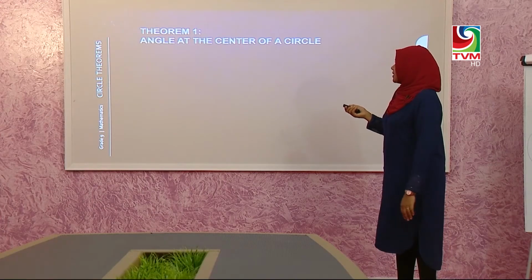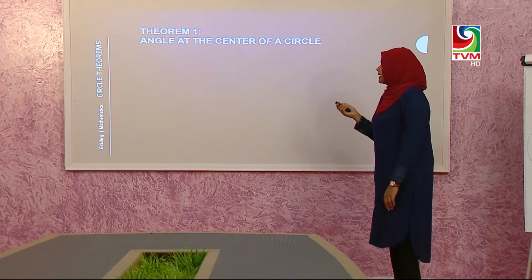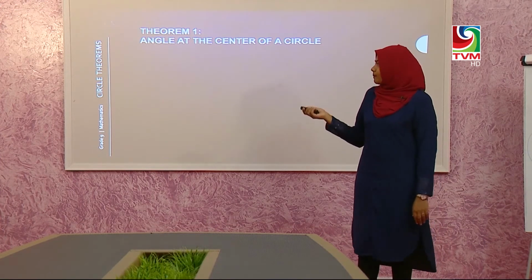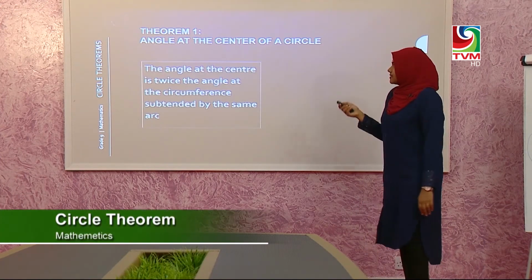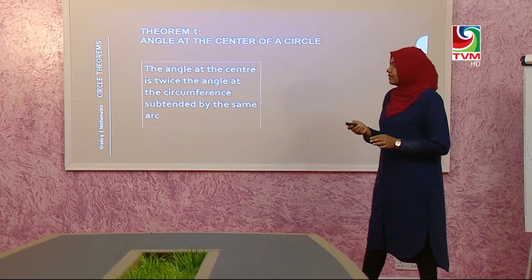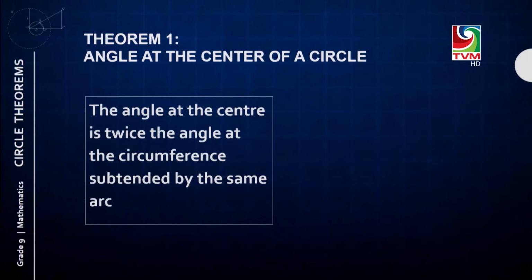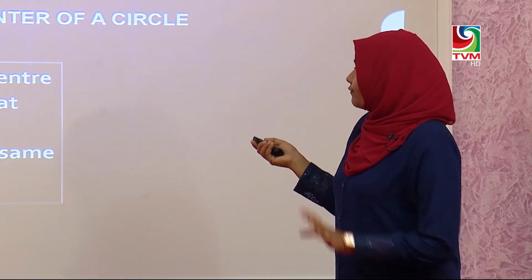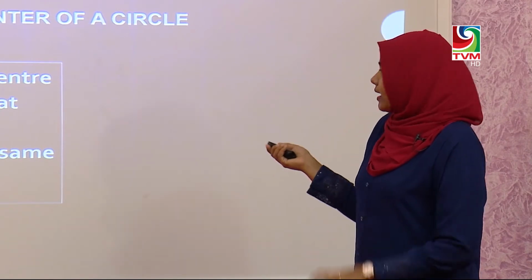Now, we are going to move to the circle theorems. The first theorem says: the angle at the center of a circle is twice the angle at the circumference, subtended by the same arc. The terminology used here is mathematical terminology, subtended. That means it is formed from the same arc.